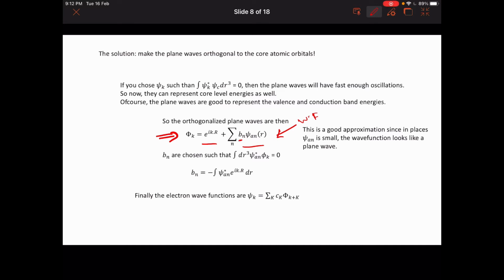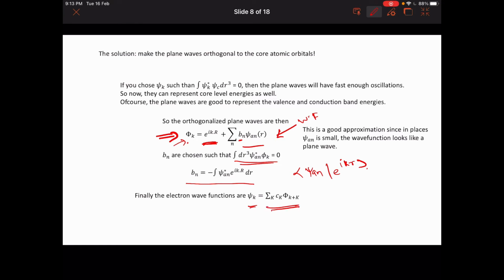Now how do we find this psi m? This is given by the solution that it has to be orthogonal to the atomic orbitals. Psi c are atomic orbitals and this is psi k, right? So if we choose such that these functions are orthogonal to the atomic orbitals, how will we do this? We do this particular expansion. Psi an is atomic orbital, so this is an inner product space. If you make this 0, whatever will remain is just this, right? Because psi an into psi k is just this. So bn's will turn out to be an inner product of psi an with some wave function e power i k dot r. And finally, the total electron wave function is written as a summation of these psi k's.